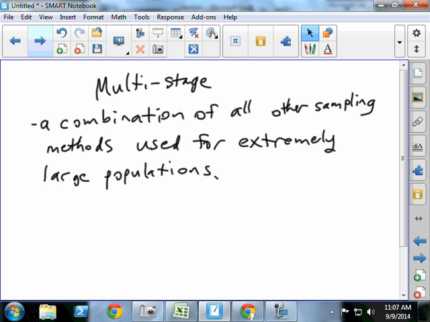But multi-stage is a combination of simple random and convenience, let's say. Or maybe systematic and self-selected. We pick every third person, we send them out a survey. And then if they answer the survey, well, then they're part of our sample. Okay, does that make sense, a little bit about multi-stage? Okay.